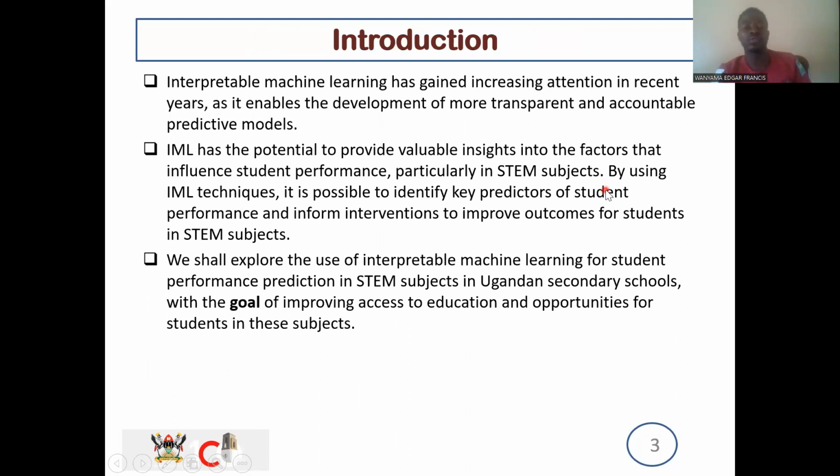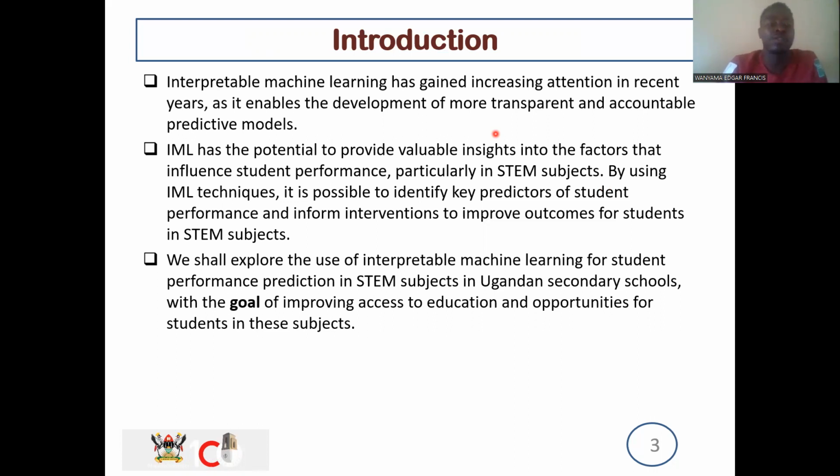When it comes to the introduction, we are talking about interpretable machine learning, and we see that it has gained increasing attention in recent years, that it is able to develop more transparent and accurate models, meaning that transparency is like models that are actually easy to understand by people, whereby people are able to understand the decisions made by such a model.